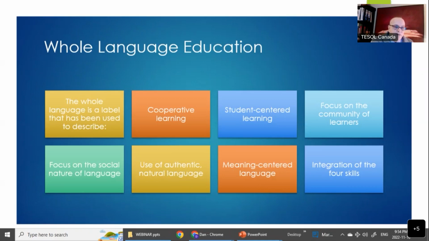Can somebody list those 4 skills for me? Can you name the 4 skills related to language learning? So reading, writing, speaking, and what else? Listening. Yes. Very good. Thank you very much. That's it exactly.